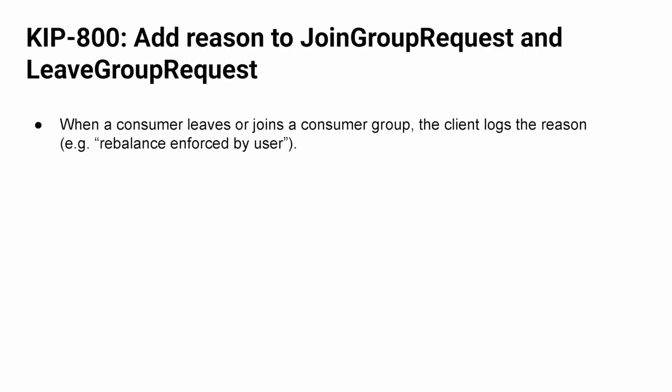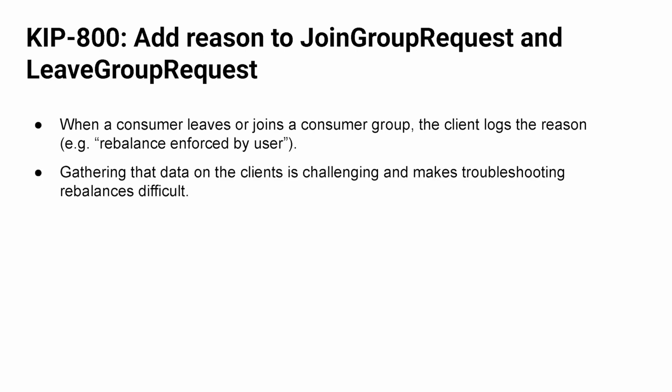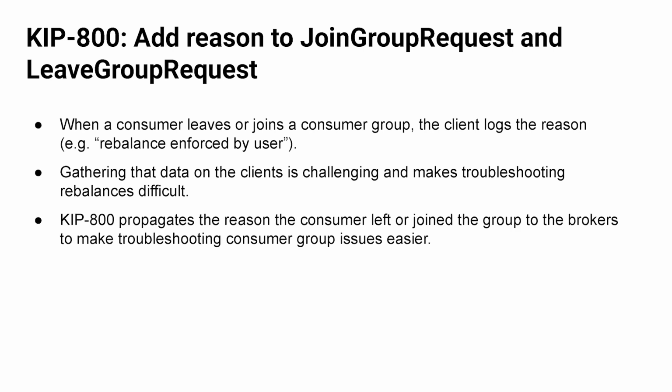The addition of KIP 800 means that we no longer need to guess the reason behind a consumer joining or leaving a consumer group. Clients log a reason when they join or leave a group, but it's difficult to collect this information from the broker side of things for further troubleshooting. With this change, the reason is propagated up to the brokers, making it easier to debug potential consumer group issues.